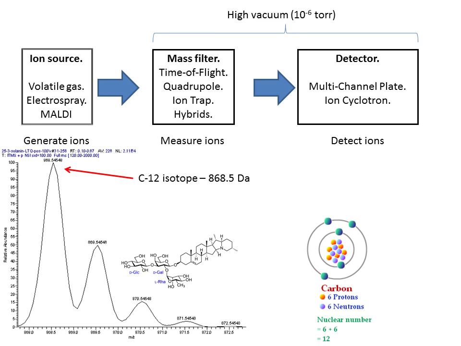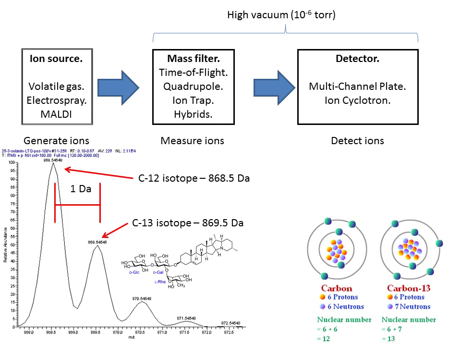The next peak, appearing at 1 Dalton larger, are the molecules of solanin that have one carbon atom with an extra neutron, the C13 isotope. In different molecules, the C13 atom can be at a different place in the structure, but the mass of the intact compound will be the same. Thus, we can see the accuracy of the mass spectrometer that can measure the difference in mass to less than the mass of a hydrogen atom.